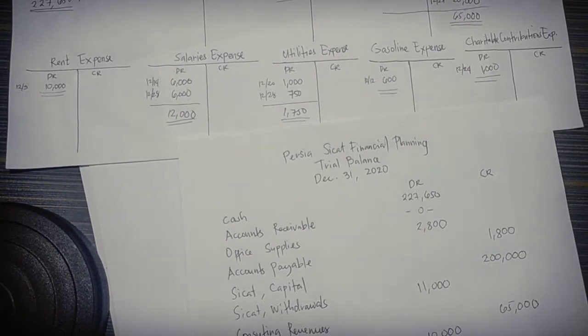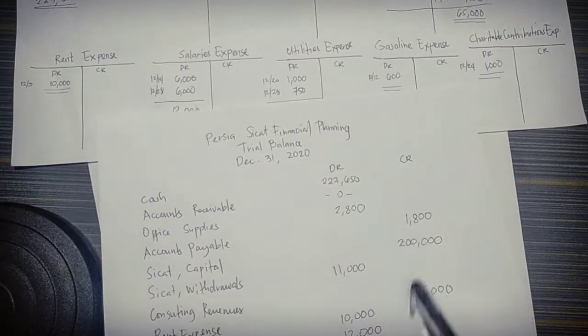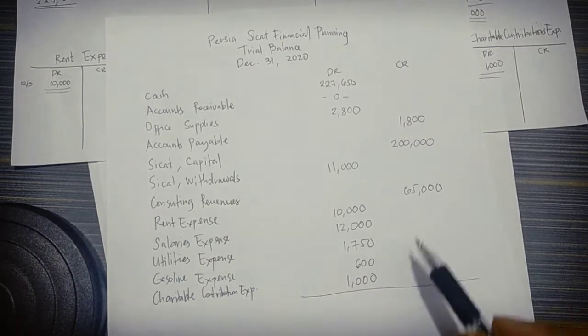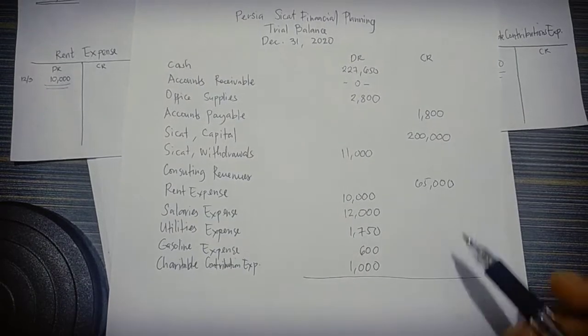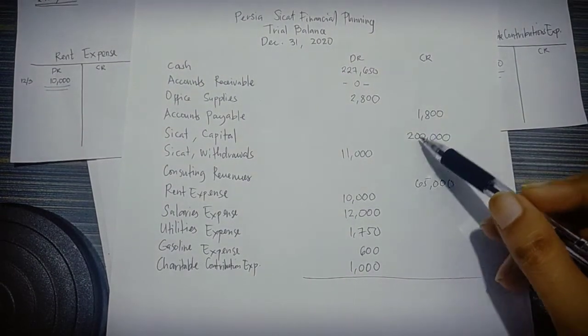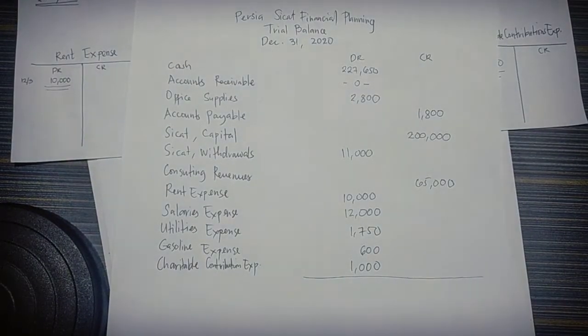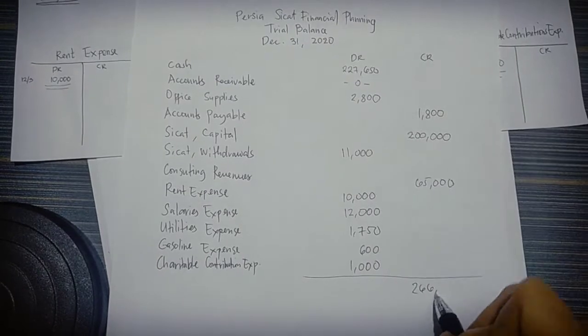Okay? So, after that class, i-balance natin siya. I-add natin ang sa debit side at saka sa credit side. And let's find out kung nag-balance ba siya. So, i-add natin siya 1,800 plus 200,000 plus 65,000. Of course, that is 266,800.